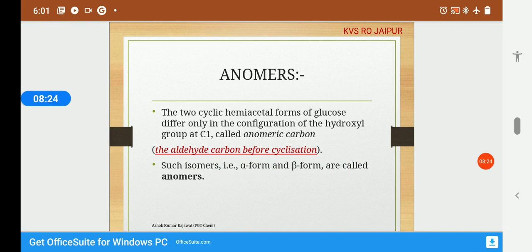Anomers. The two cyclic hemiacetal forms of glucose differ only in the configuration of the hydroxyl group at C1, called the anomeric carbon, the aldehydic carbon before cyclization. Such isomers, that is the alpha form and beta form, are called anomers. So anomers are stereoisomers which exhibit a difference only at one carbon. In the case of glucose, that carbon is the C1 carbon, in which alpha D glucose has the OH group at the right hand side, whereas beta D glucose has the OH group at the left side.